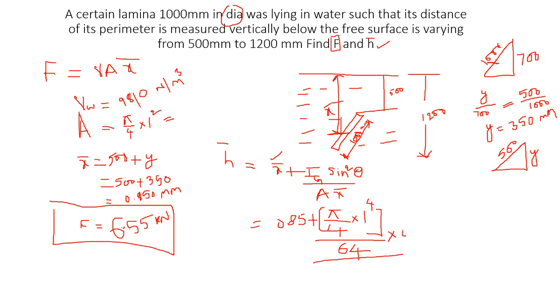Sorry, 0.7 square. The area is pi by 4 into d square. How much is d square? 1 square, the diameter is 1. Into x bar. X bar is 0.85.